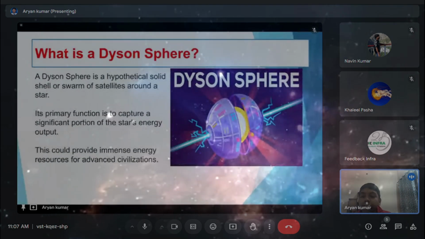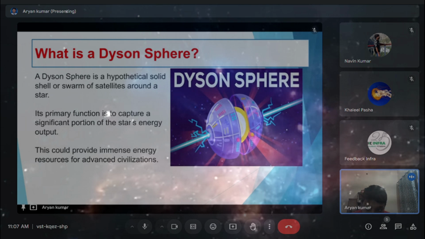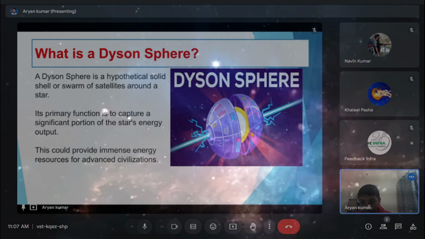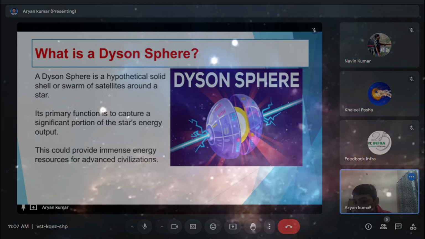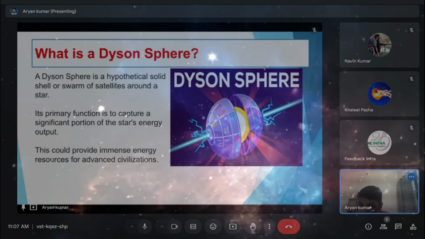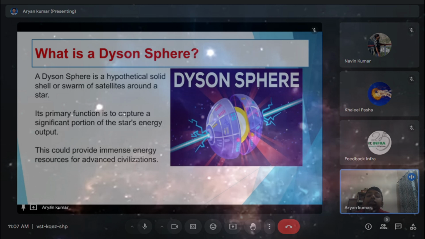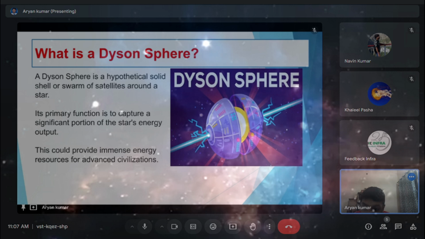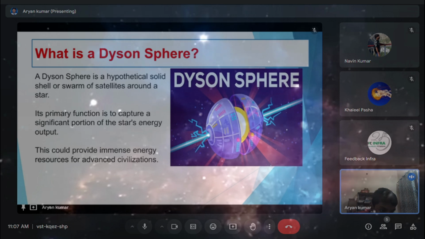So what is a Dyson sphere? A Dyson sphere is a hypothetical solid shell or swarm of satellites around a star. Its primary function is to capture a significant portion of the star's energy output. This could provide immense energy resources for an advanced civilization.